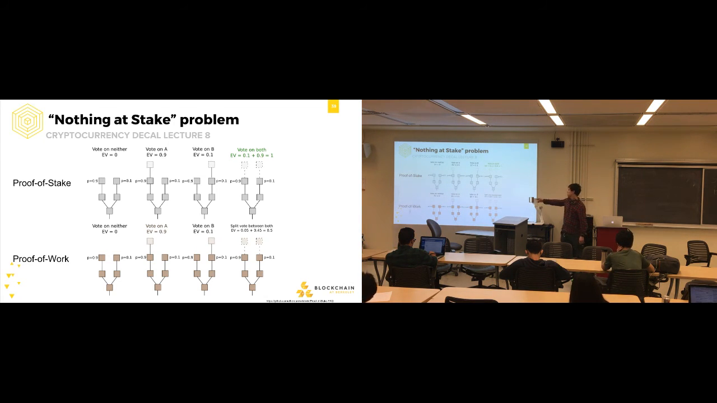But you see, you cannot pick both because you have to dedicate some mining resource in order to vote effectively. This is not a problem with proof of stake because there is no mining going on. So you can effectively vote on both of these things and get return from both of them. So this is an issue.